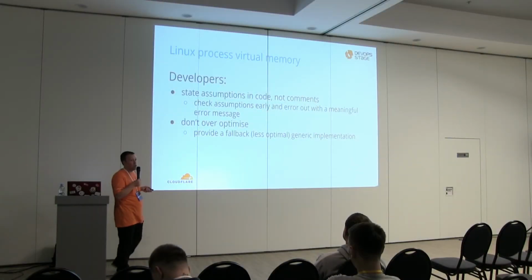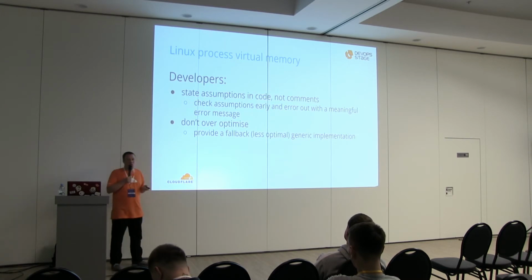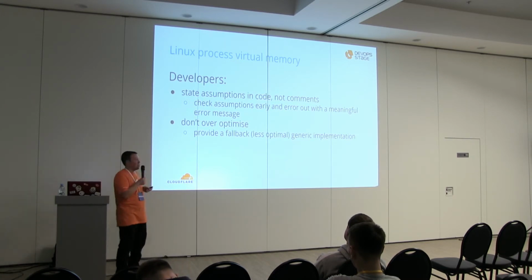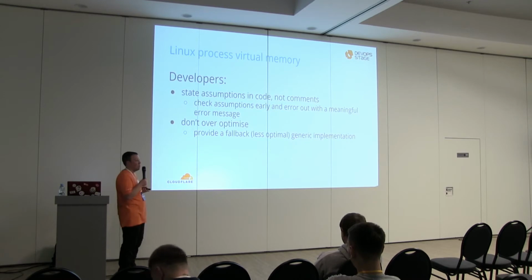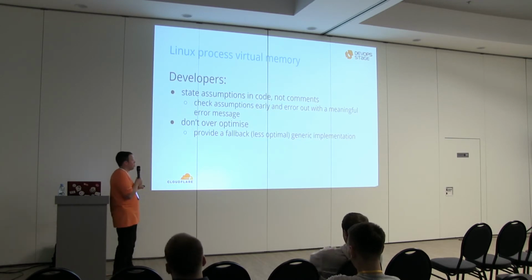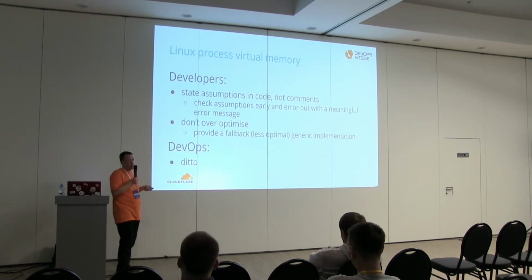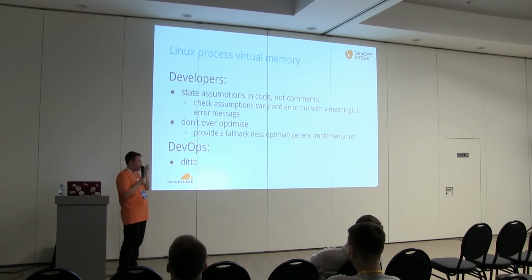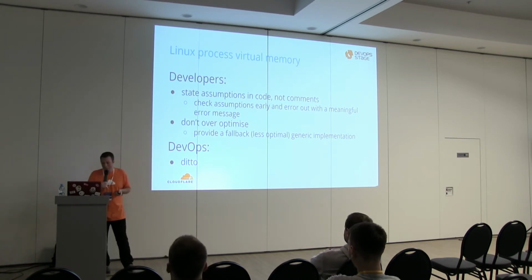This was also a clear case of over-optimization. If you want to over-optimize and save these tiny bits of space, it's a good idea also to provide a fallback, less optimal generic implementation for when your assumptions do not hold. Same goes for DevOps, actually. There is no separate advice here.